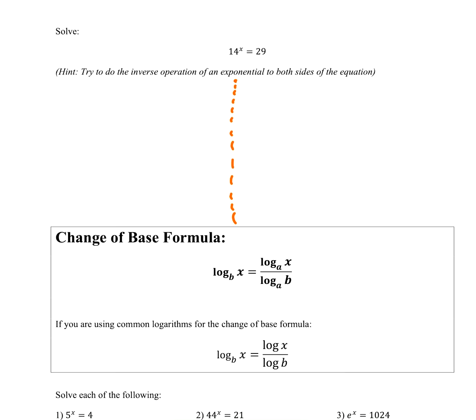So the hint says try to do the inverse operation of an exponential on both sides of the equation. And then you're going to maybe hopefully see what you can do after that in order to get x by itself. So I want you guys to take 3 to 4 minutes and try to do that. Pause the video and play it once you're done.